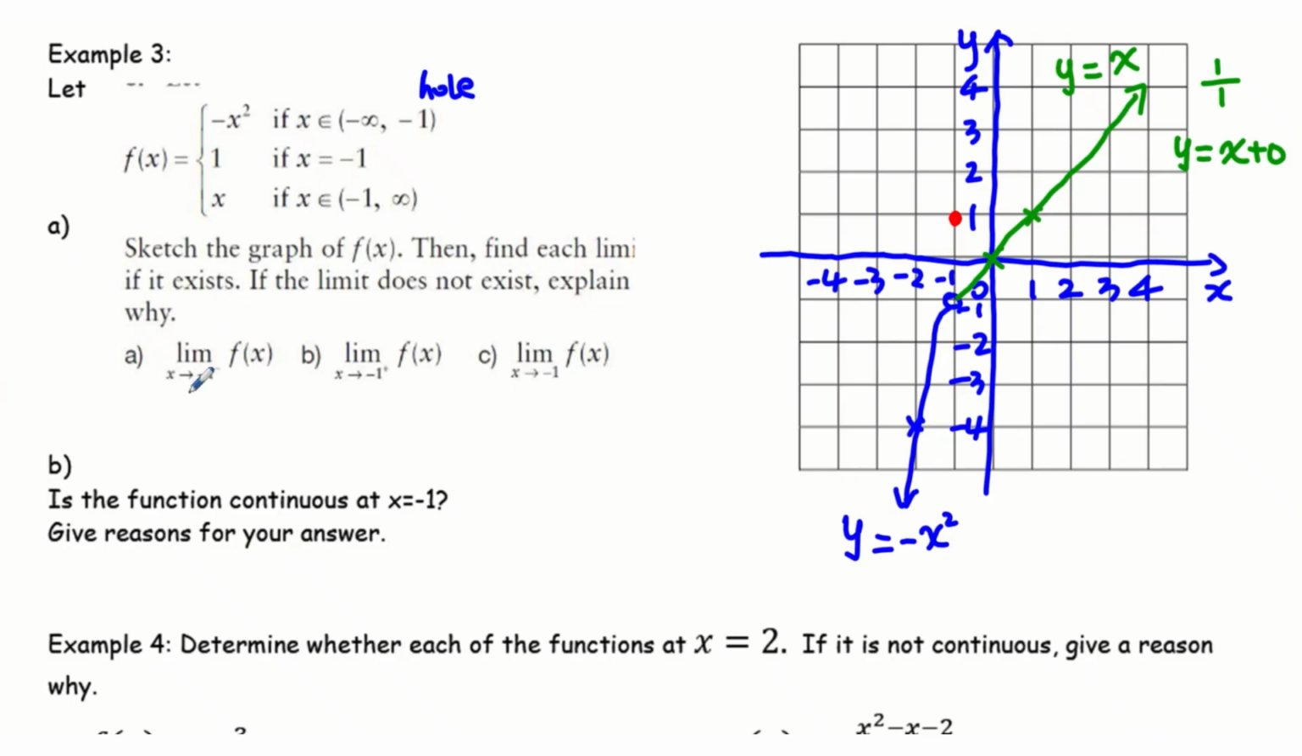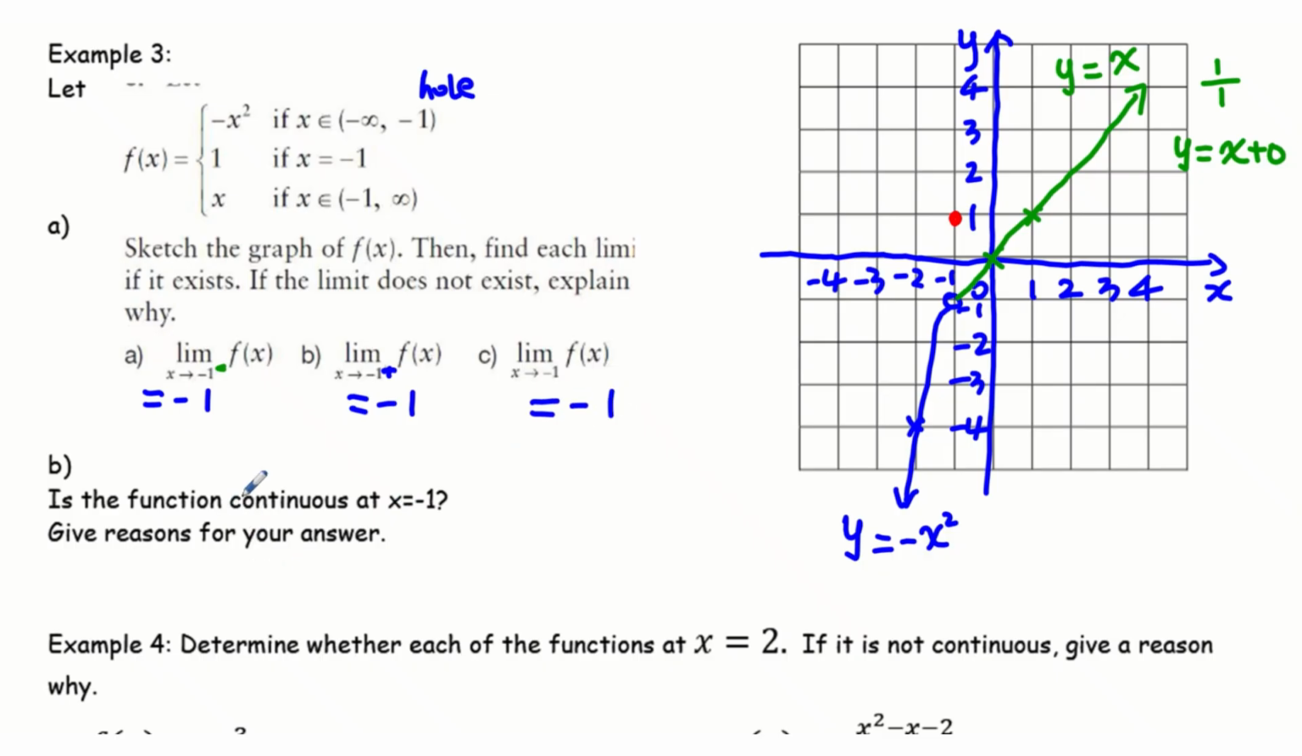After you sketch it, it asks you to find each limit if it exists. If the limit doesn't exist, explain why. So this one is from the left side to -1. From the left side to -1, you will see the y value is approaching -1, so equals -1. And from the right side of -1 it is approaching -1. So the right side and left side limits are equal, so it exists, equals -1.